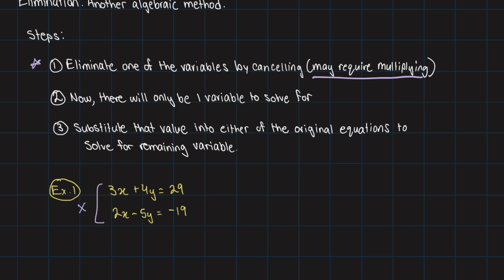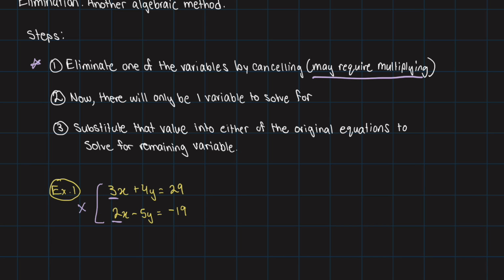And it does not matter. You can choose either or. It literally does not matter. So let's just say for this case, I want to cancel out x. So I look at the numbers, I'm like, okay, 3x and 2x. What can I multiply both of these numbers with to make them the same? And I can actually multiply them with each other.